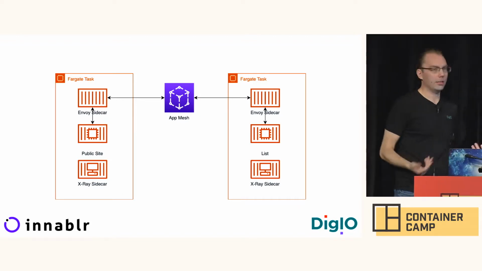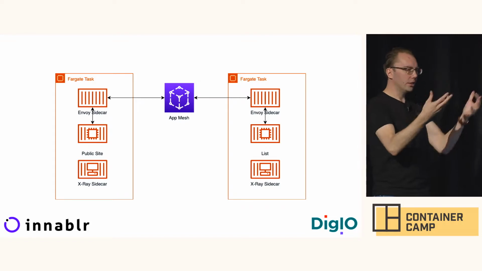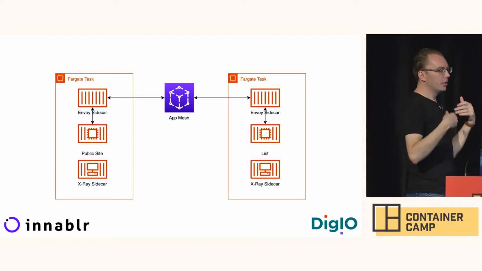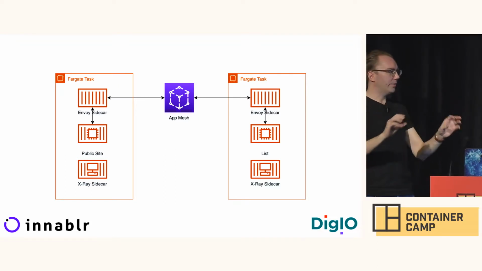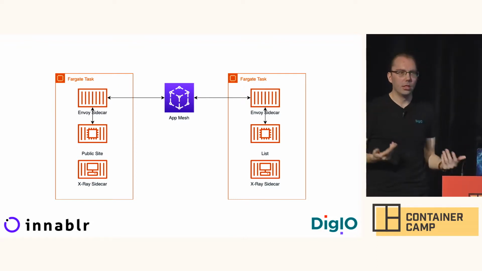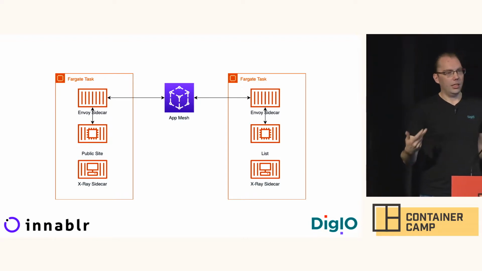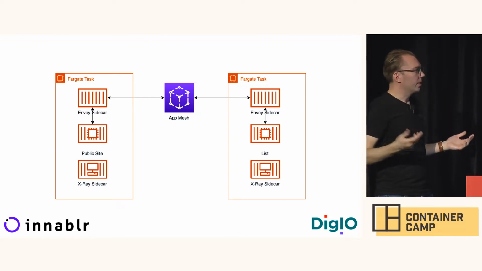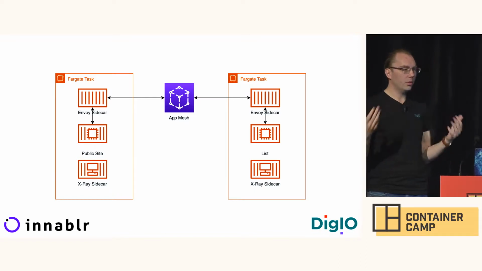If you're not familiar with the AWS definitions, a task is basically what you run, and it can have one or multiple containers inside. In this case, in the middle there are specific tasks, the microservices that we're running, a public site on one end and the list on the other. On top of that is an Envoy sidecar, which is something you're very familiar with from all the other service meshes. It all works the same way.